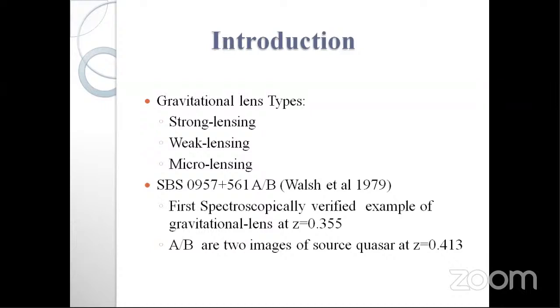Now, the first spectroscopically verified gravitational lens was found way back in 1979. It's SBS 0957+561. Here A and B represent the two images of the distant source quasar that were lensed by the intervening galaxy, which was at a redshift of about 0.355, whereas the quasar was at a redshift of about 0.413.